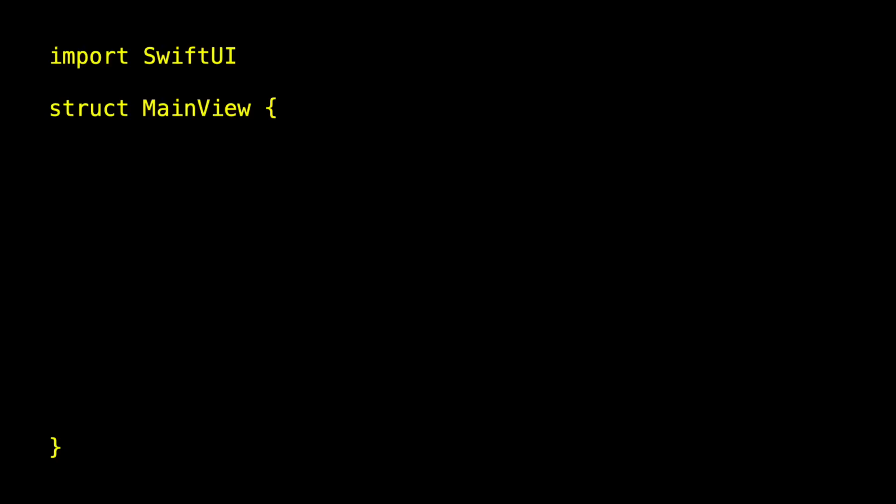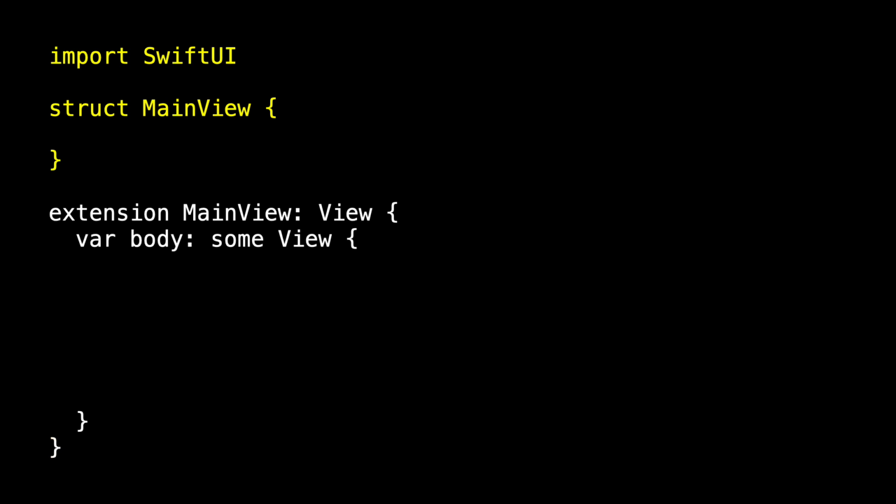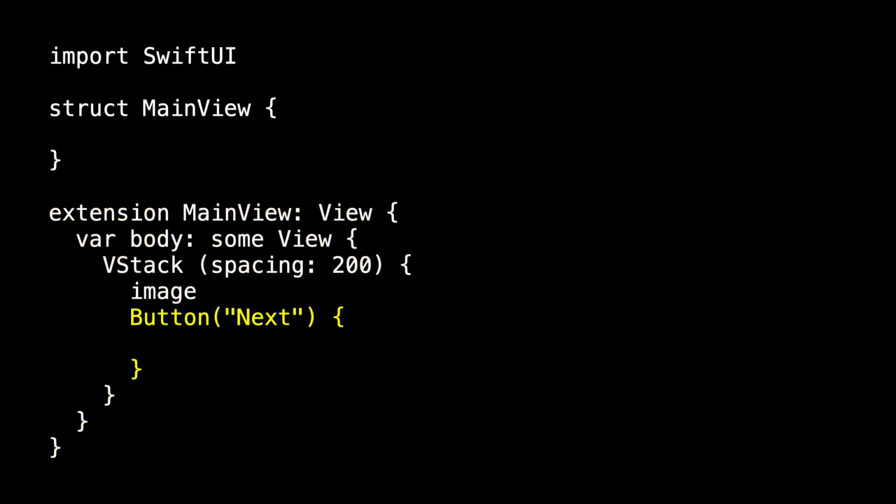Here, the first time I tap the next button will begin with 1 surrounded by a circle, and each time I tap next, the count will increase by 1. To see what's going on, let's start with main view. As usual, I separate the memory footprint from the computed property that displays the body. Here, the body consists of a VStack with an image on top and a button on the bottom.